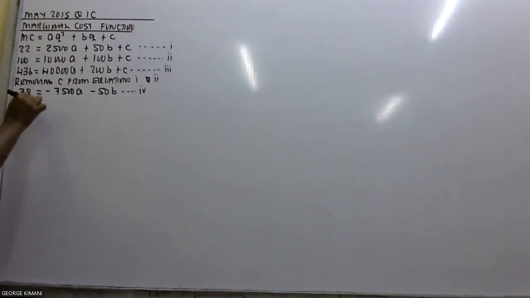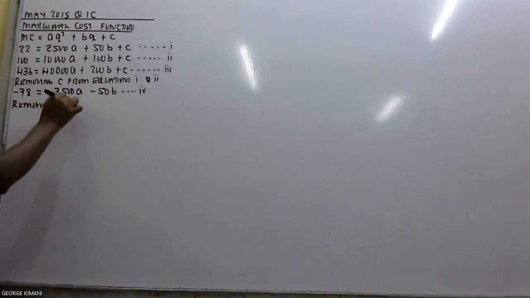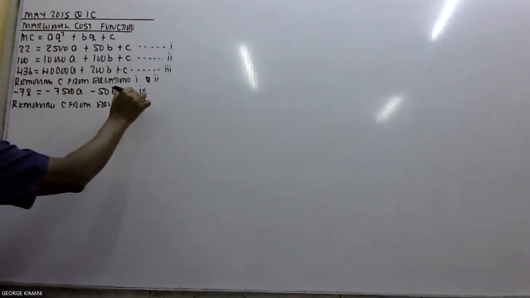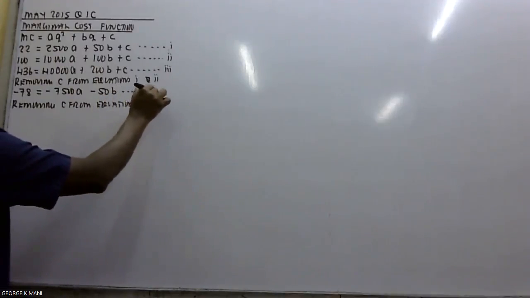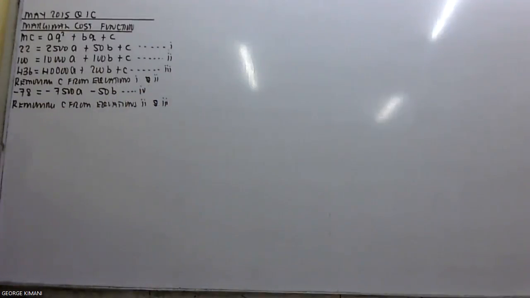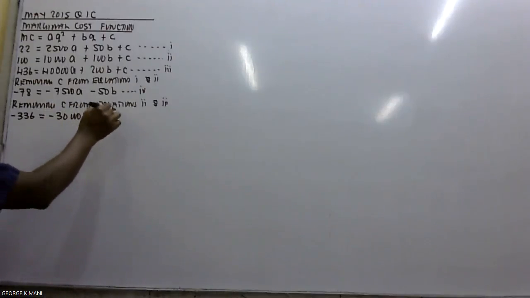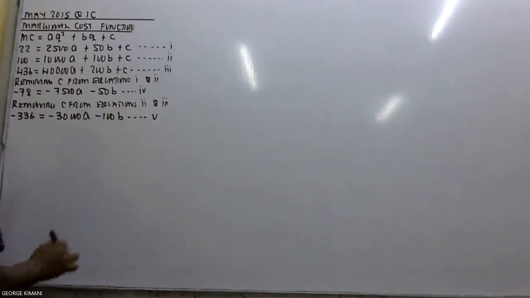Then removing C from equations 2 and 3. 2 and 3. 100 minus 4, that is 6, you get negative 3, that is 6. We begin at 10 minus 40, you get minus 30,000 A. And the other one, you get minus what? So minus 100 B. Yes. So you call it equation 5.